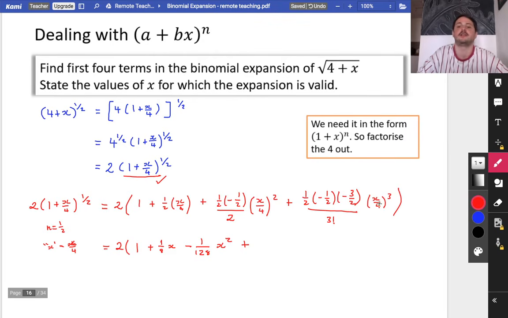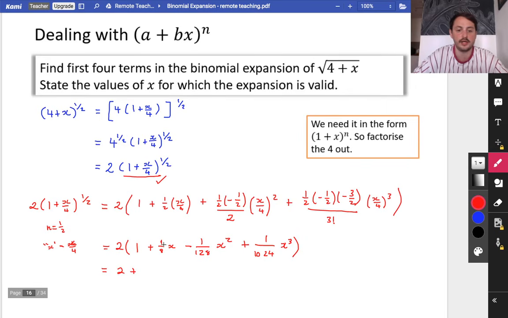So I'm going to do a half times 1.5 divided by 4 cubed divided by 6. And you can type that in your calculator as just 0.5 times 0.5 times 1.5 divided by 4 cubed divided by 6. You can just type that all in one line, like that kind of thing that you've got, okay? And you get 1 over 1024 x cubed.